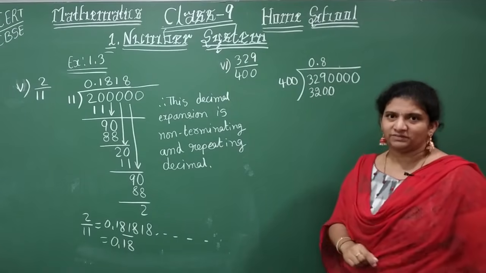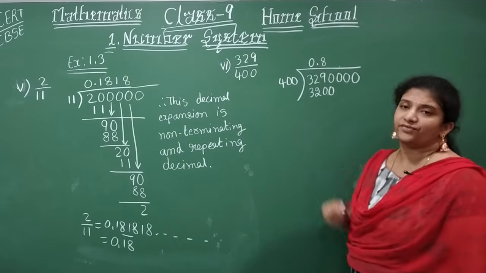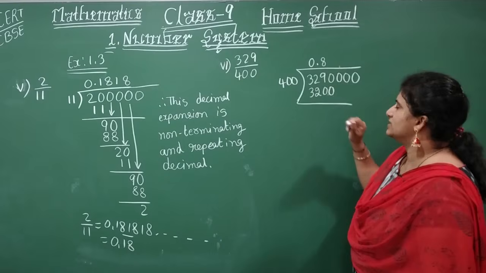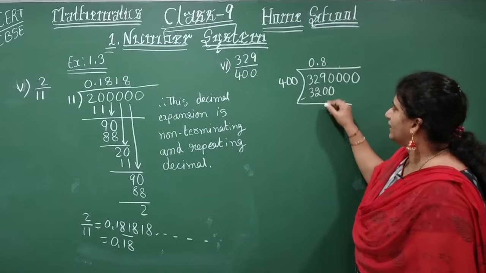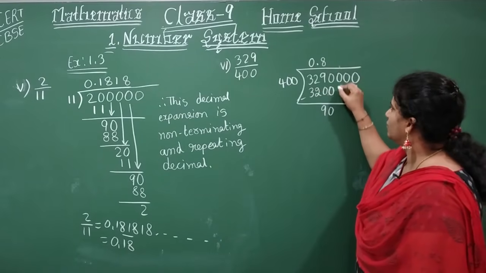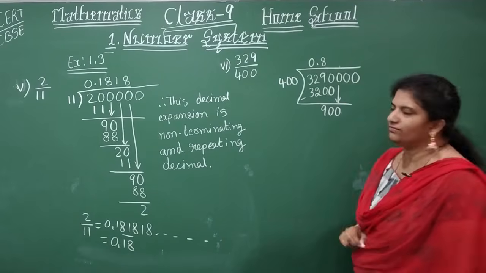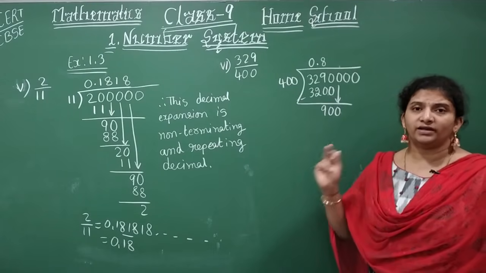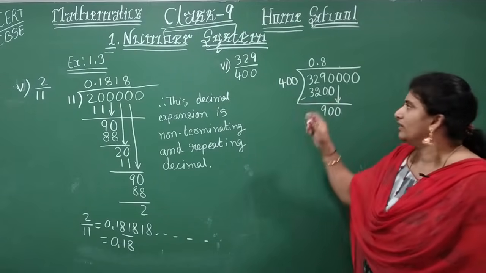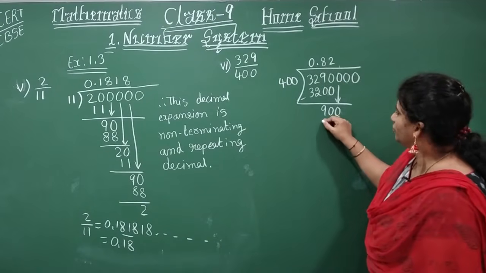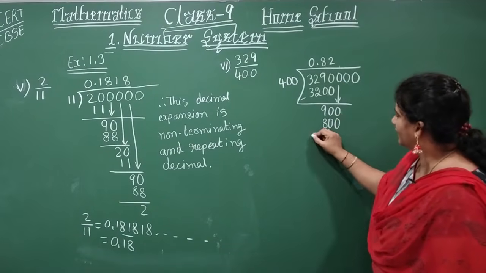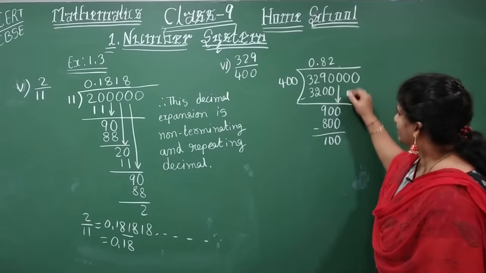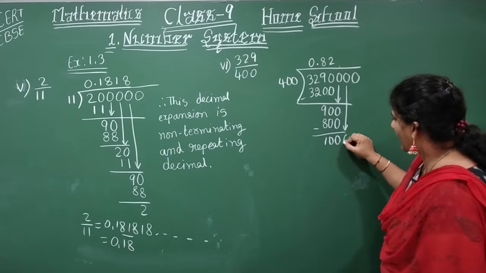408 how much here? 3200. Will you accept? 408 is 3200, which is the nearest number for this. So now if you subtract, this will be 90. Drag 10 down. In 400, where you get 900, children? 400 table, 400 2s 800, right? So write 2 there and write here 800. 900 minus 800 will be how much? 100. Drag one more 0 down.